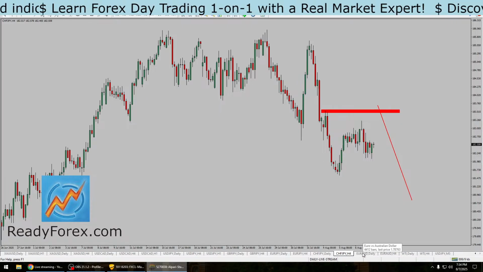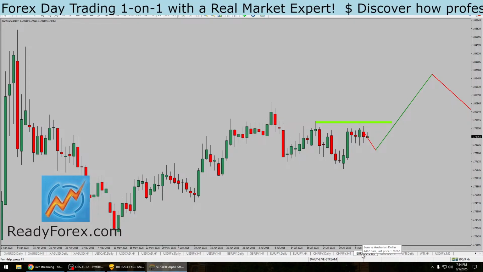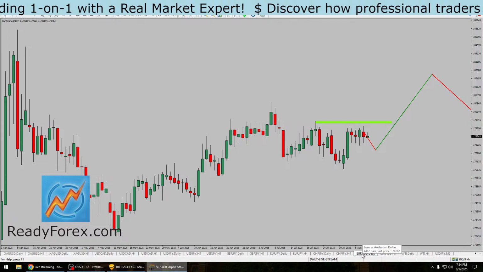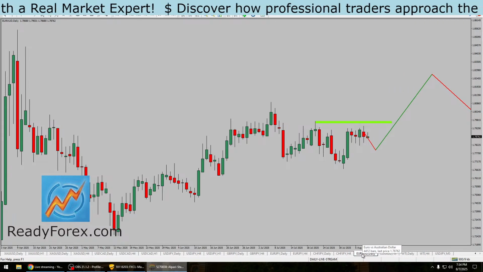Okay, next one is the Euro AUD pair. Euro AUD is probably going to move sideways first, and then I expect more upside in Euro versus Australian dollar currency pair.